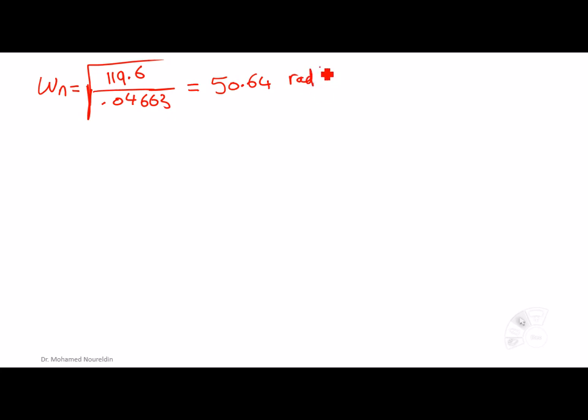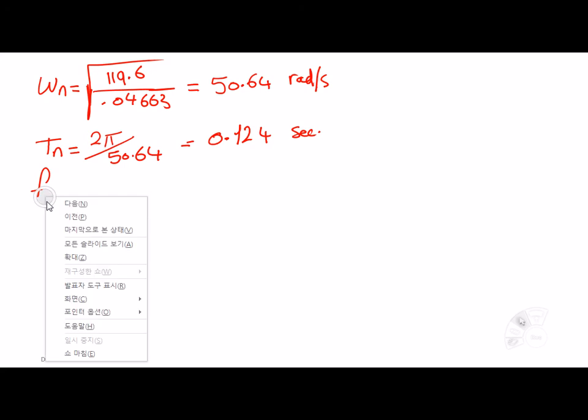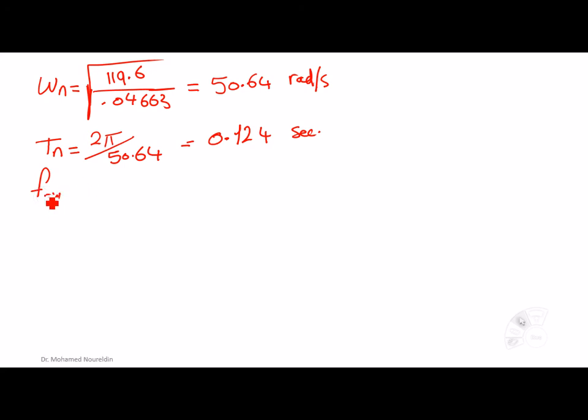So we're going to find that we are having 50.64 rad per second. And then our natural period is going to be 2 pi over this 50.64, and it is going to give us 0.124 seconds. And for the natural cyclic frequency in this east-west, it is going to be 1 over 0.124, and this gives us 8.06 hertz. Okay?